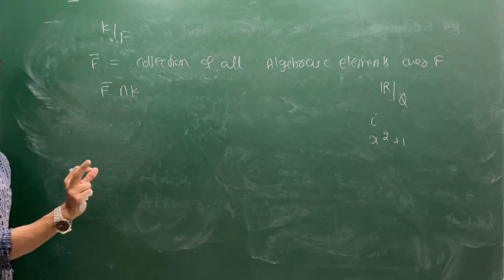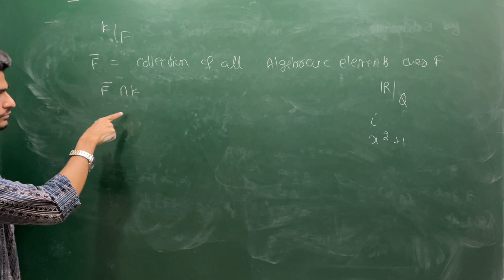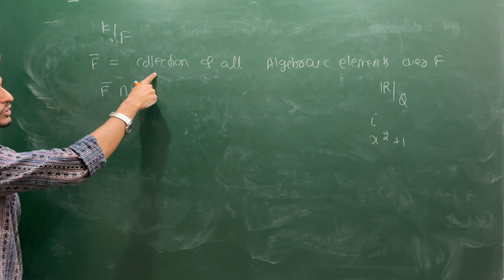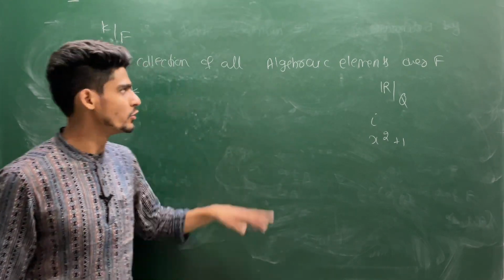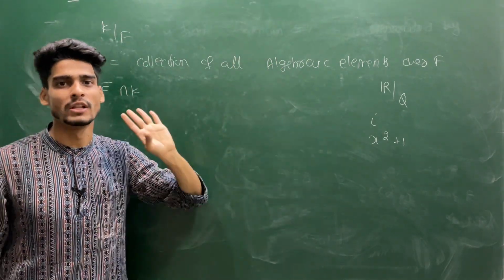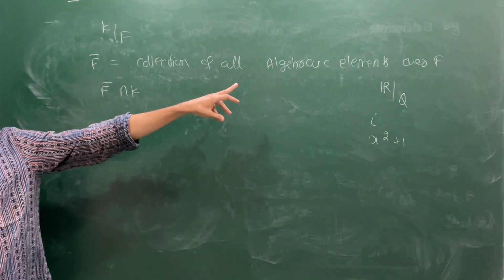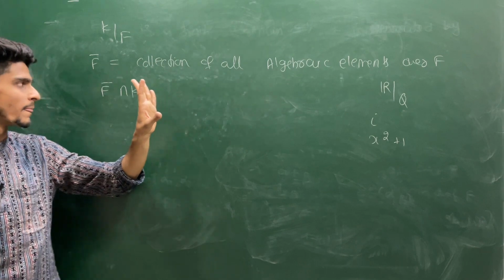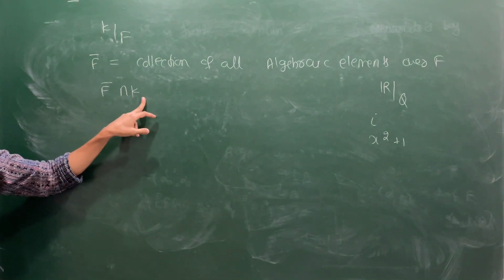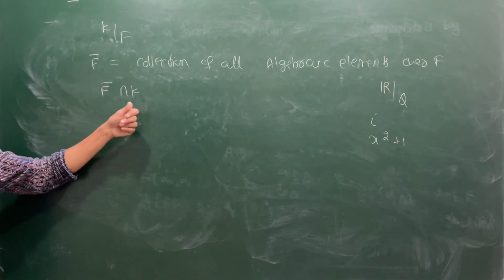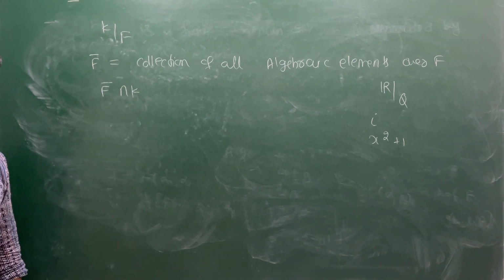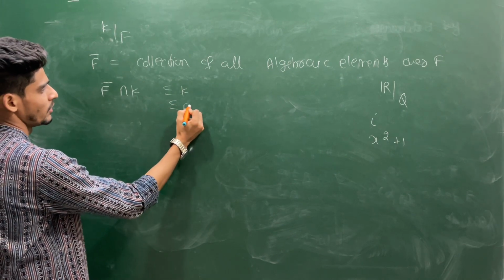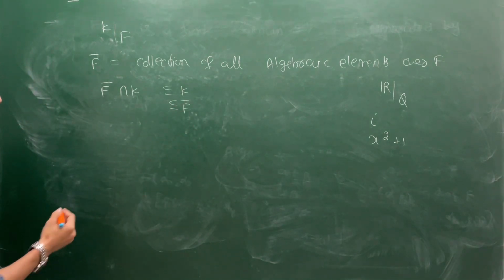Definitely it is going to form a subfield, because F bar is a field in itself, being the collection of all algebraic elements over F. If you choose any non-zero element, its inverse is already there, because we have proved that if alpha is algebraic, then 1 by alpha is algebraic if alpha is non-zero. So this forms a field. The intersection of two fields is again a field, or more precisely, the intersection of two subfields is again a subfield. So this is a subfield of K and a subfield of F bar.